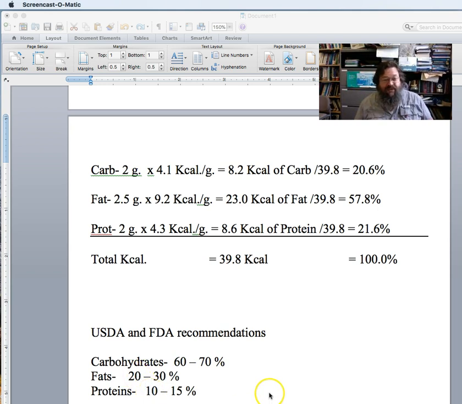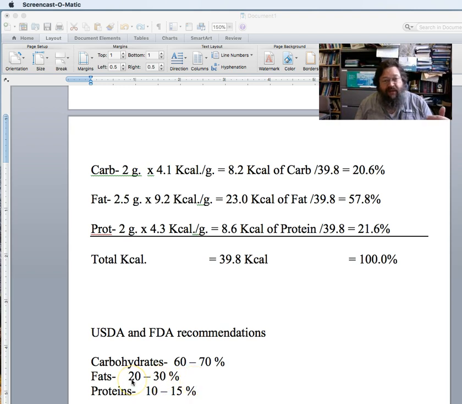A lot of people have since called these into question, considering this to be far too much carbohydrate. You might notice that Spark People, for example, recommends that people get about 50% of their calories from carbohydrate. I get far less than that from carbohydrate, far more from fat and protein. But since these are the general recommendations, this 20 to 30% is really the goal. This is what the FDA and the USDA recommended, and this is what the labels are all based on.